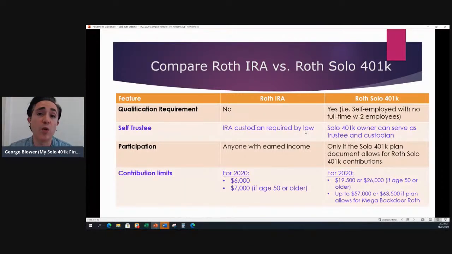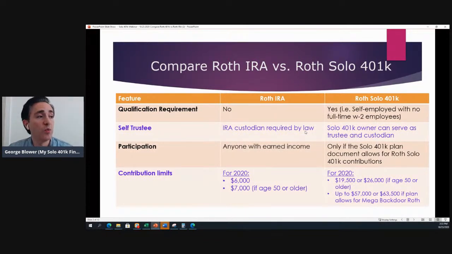But in order to set up a solo 401k, you have to be self-employed, meaning you're reporting self-employment income on your taxes and have no full-time W-2 employees working for you. Full-time means a W-2, not a contractor, but a true W-2 employee who's working at least 1,000 hours a year with a year of service, or starting in 2021, based on the Secure Act, working 500 hours a year for 3 consecutive years, again, starting in year 2021 and going forward.